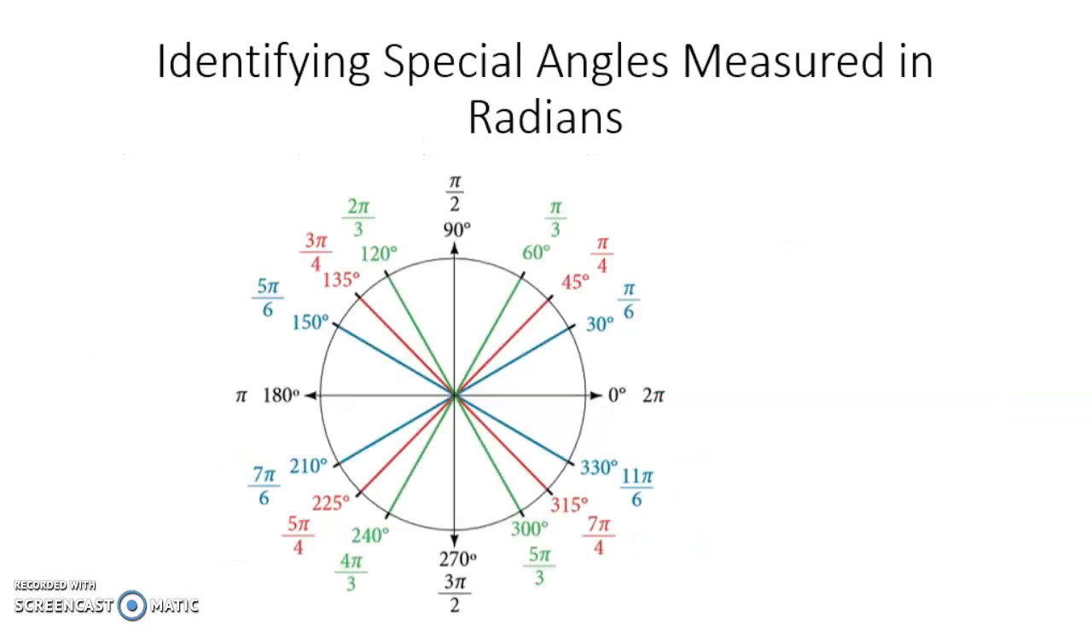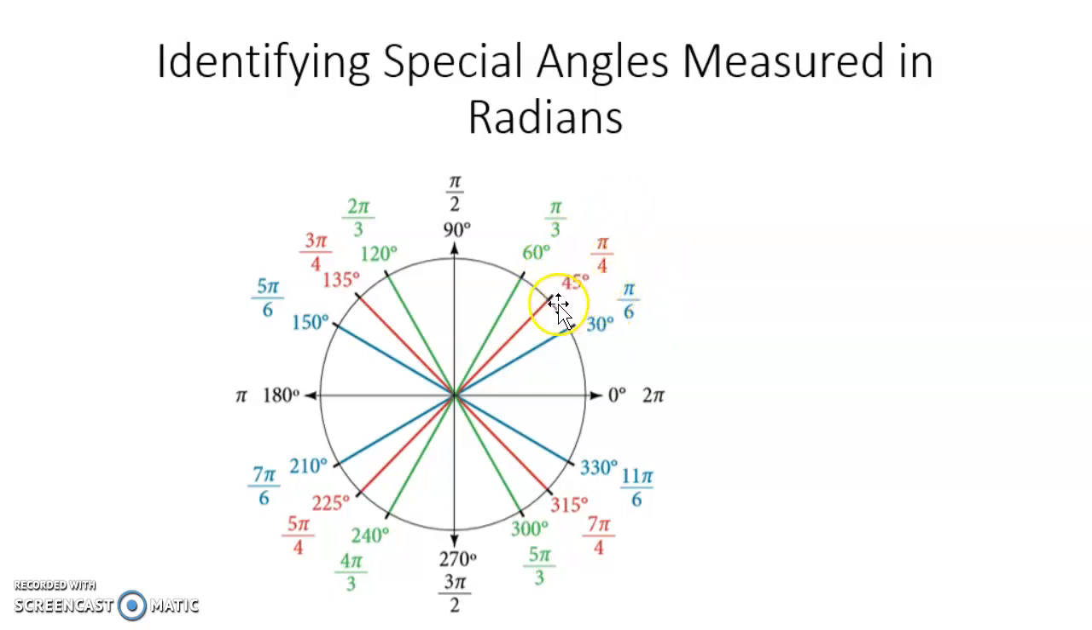Okay, now this is for you, to go between degrees and radians. 0 degrees is the same thing as 0 radians. Now if I started here and went all the way around the circle, that'd be 360 degrees or 2 pi radians. 30 degrees is the same thing as pi over 6. 45 is the same thing as pi over 4.